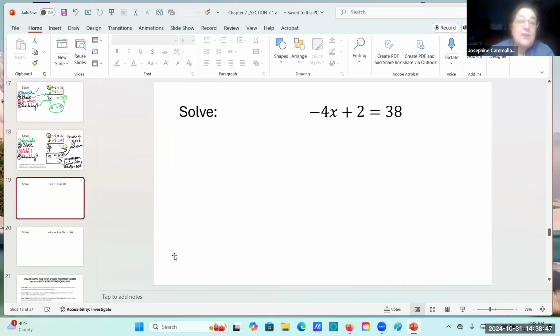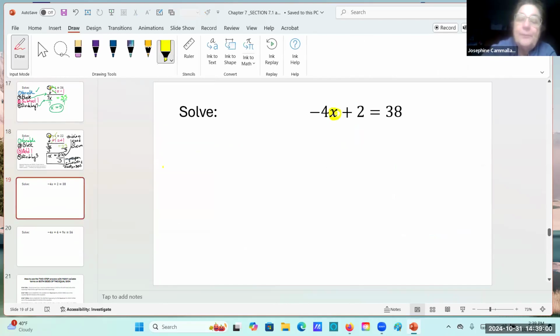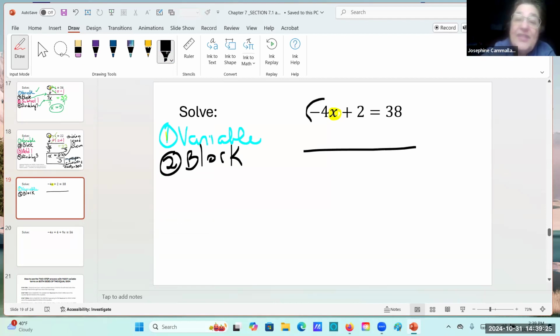Now, let's look at this one. Okay. Well, first off, we are going to find the x, which is right here. So my first step was variable. Now, my second step is the block, which means I'm drawing this line and this term, negative 4x, is glowing below the bar.